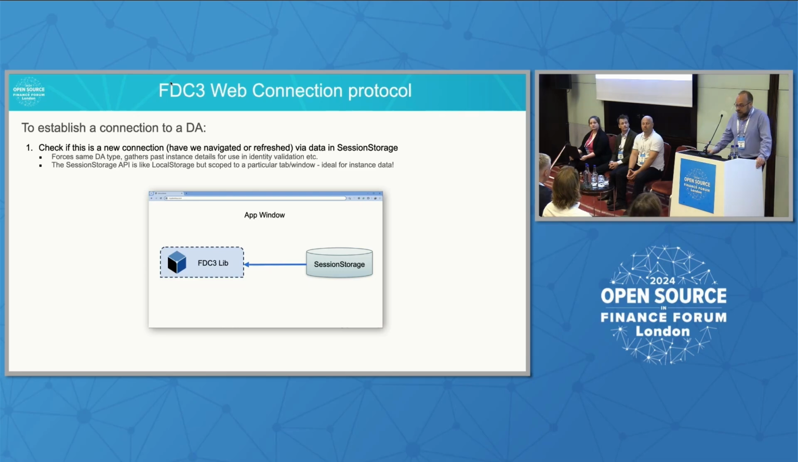So to establish a connection to a desktop agent, we first have to check if it's a new connection. Have we navigated or refreshed? And we go to session storage for that. The data there allows us to force using the same desktop agent type and to gather any past instance details for the identity validation step. If you're not familiar with it, the session storage API is very similar to local storage, which is more often used. But the difference is it's scoped to a particular tab or window, which makes it very useful for our instance data.